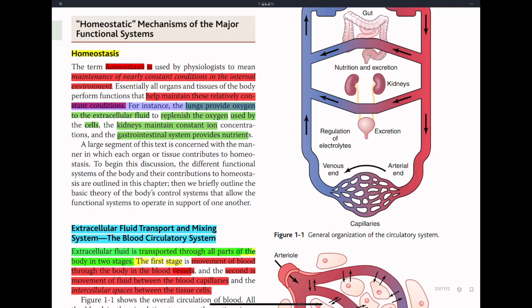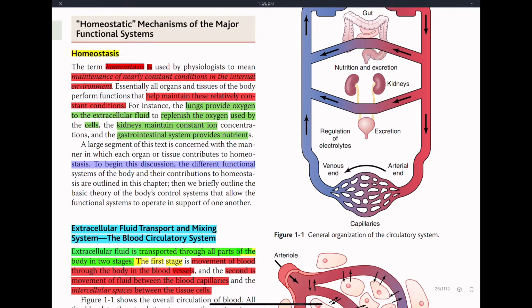For instance, the lungs provide oxygen to the extracellular fluid to replenish the oxygen used by the cells. The kidneys maintain constant ion concentrations, and the gastrointestinal system provides nutrients. A large segment of this text is concerned with the manner in which each organ or tissue contributes to homeostasis.